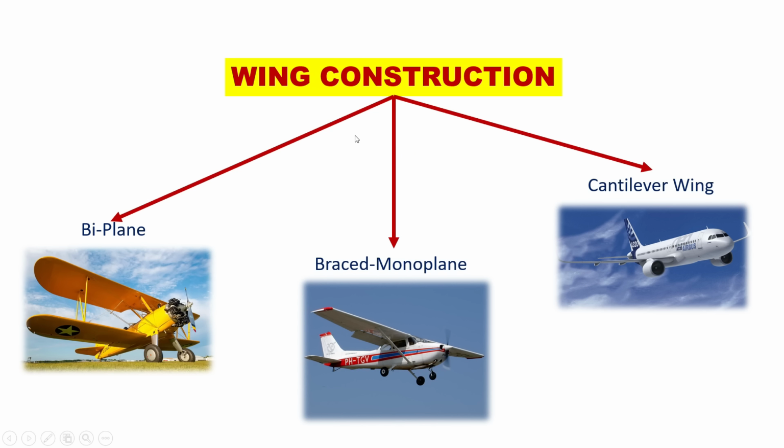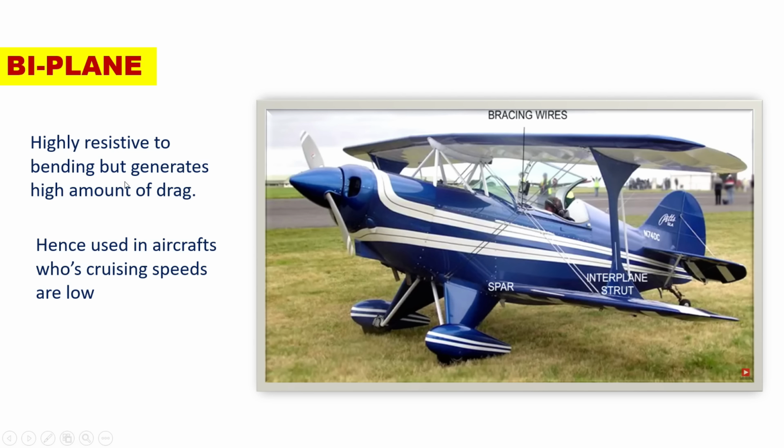So now we have wing construction. There are three types of wing construction: biplane, braced monoplane, and cantilever wing. Biplane, as the name suggests, has two wings. We will go into detail on braced monoplane and cantilever. So first is biplane. Biplane is highly resistive to bending, but generates a high amount of drag. So these are two wings, right? This is a wing and this is another wing, and they are connected with bracing wires. These are bracing wires, right? They are metal wires connected like this to give strength to both the wings.